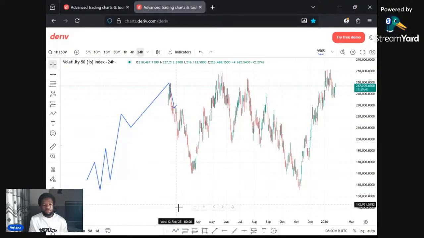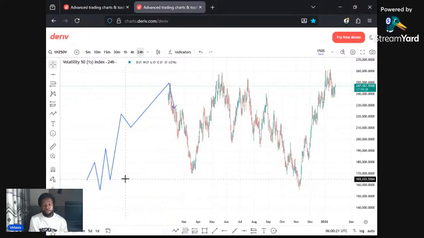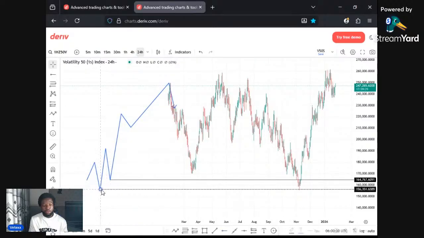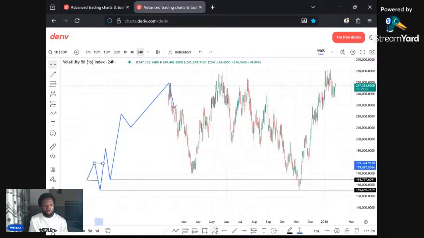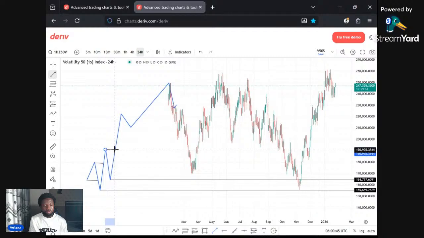We have something like this some weeks ago, and it is on the weekly time frame. This is what V50 has on. So this was the first sweep of liquidity. We have first break of structure, a second break of structure, and then this was our POI on the weekly time frame.